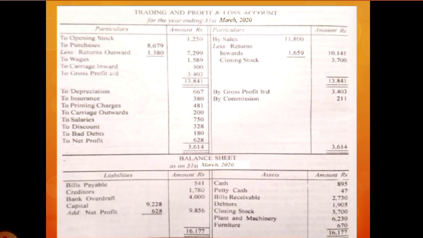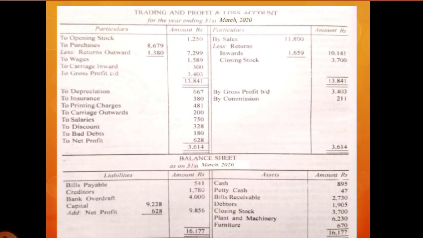On the asset side we show all the assets of the business and all the receivables of the business. So there is cash 895, petty cash 47 rupees, bills receivable, this is money receivable from outsiders, 2,730, and debtors, the customers to whom you have sold goods on credit. You are going to receive money from them and therefore it is called a current asset of the business. So that will also be shown on the asset side of the balance sheet, 1905.